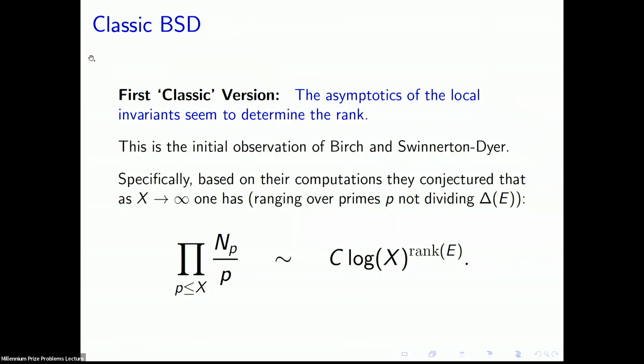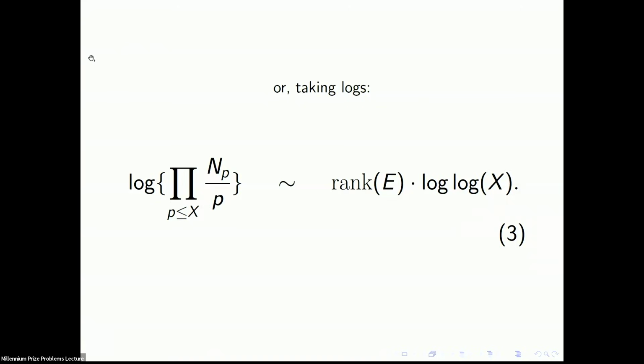Now then comes the first classic version of BSD. I say the asymptotics of the local invariants seem to determine the rank. And the equation at the bottom of this screen simply says that the product of the N_p's over p's for p less than or equal to x varies like a power of log x. And that power is the rank. That's their observation and conjecture in the initial form. You can take logs. You do that, you get the log of that thing is asymptotically linear in log log x, so to say, and the slope of that linearity is the rank.